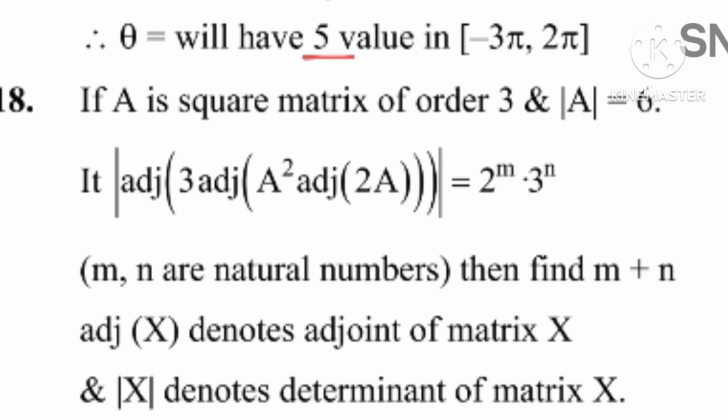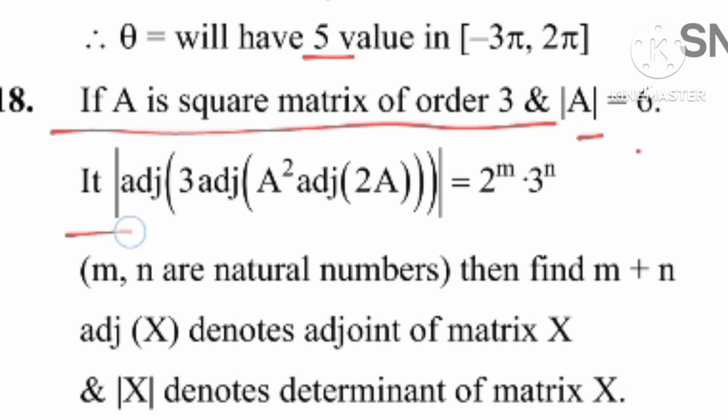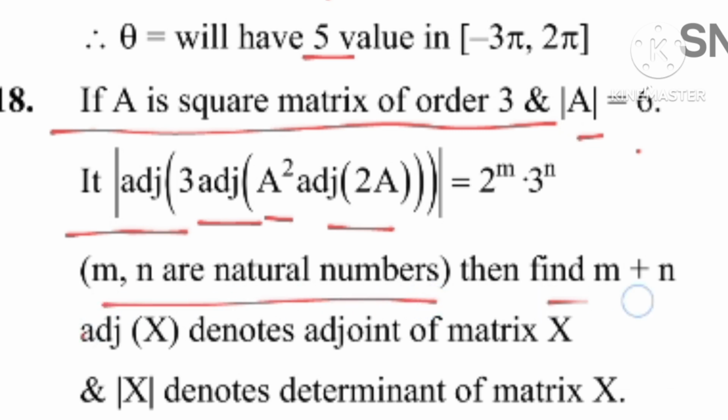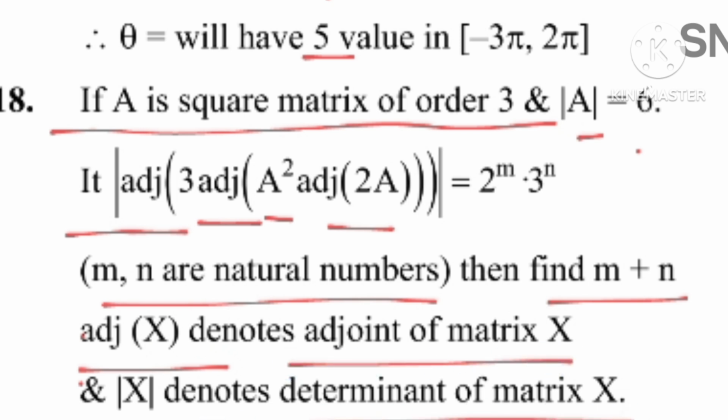18th question. If A is a square matrix of order 3 such that determinant of A equals 6, and the determinant of adjoint of 3 adjoint of A square adjoint of 2A is equal to 2 power m, 3 power n, where m and n are natural numbers, find m plus n. Adjoint x denotes the adjoint of the matrix, and mod x denotes the determinant of x.